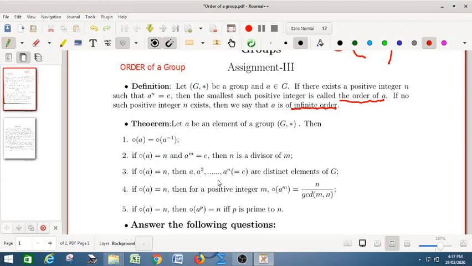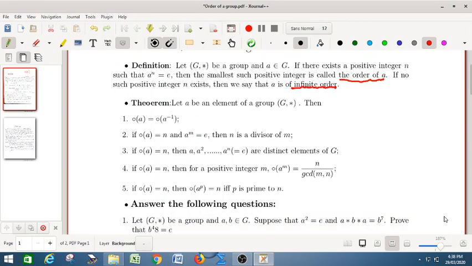We'll apply this; there are so many problems in your textbook. You can find the proofs of these theorems easily, and you can try them on those problems. The last property: if the order of a is n, then the order of a to the power p is equal to n if and only if p is prime to n. Let's come to the next. So this is the important theorem we are talking about.